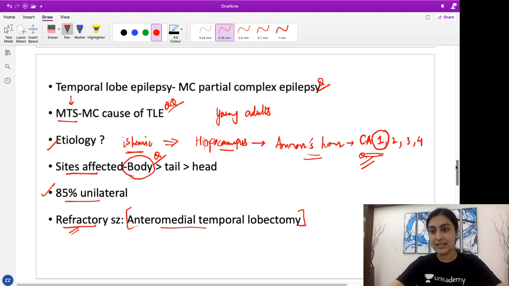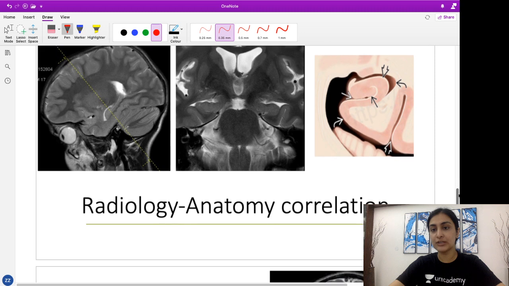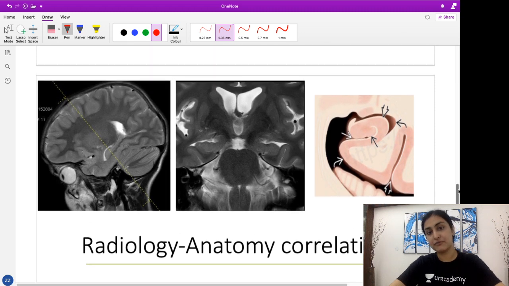With that background, let's briefly look at the radiologic correlation with the anatomy. First, I'm going to show you the normal appearance on MRI, and then we'll understand the pathology much better. So let's look at this schematic right here, guys.